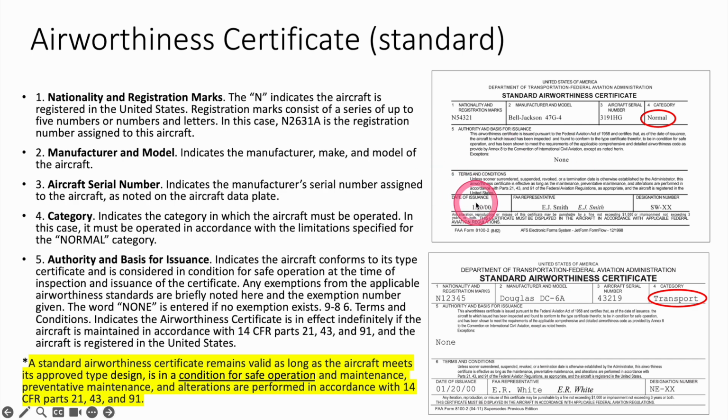Then authority, when it was issued, who is the representative. So an important point is what's highlighted at the bottom is that your airworthiness certificate does not expire. So it'll remain valid as long as the aircraft meets its approved type design, is in a condition for safe operation, and maintenance, preventive maintenance, and alterations are performed in accordance to the regulations. So as long as it meets its approved type design and it's in an airworthy condition, this certificate will remain valid.